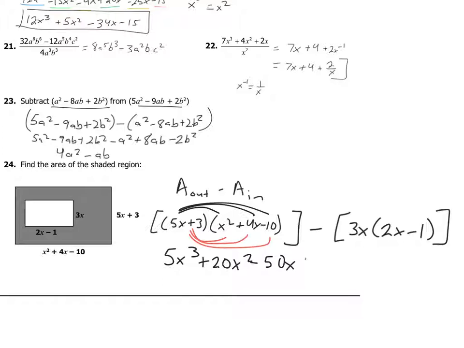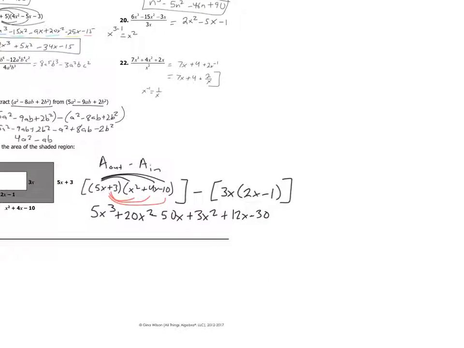Okay, I'm going to run out of space here. Plus 3x squared plus 12x minus 30. And that's still minus. And then 3x, a monomial, times a binomial, that would just be 6x squared minus 3x. Okay, combine like terms, and you have 5x cubed plus 23x squared minus 38x minus 30.